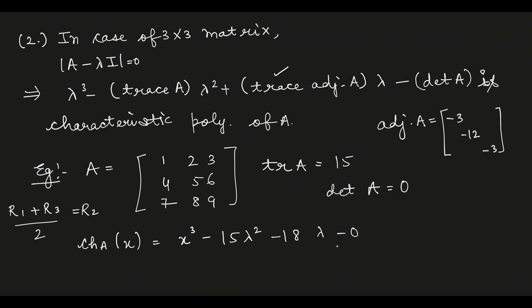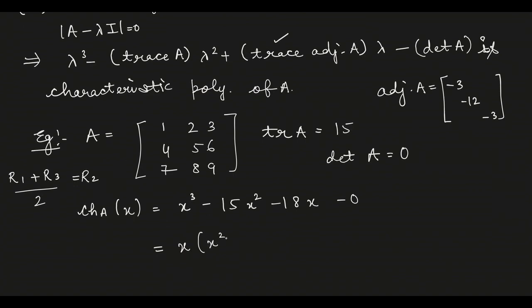So this is the characteristic polynomial: x cube minus 15x square minus 18x. So I can simply take x common: x times (x square minus 15x minus 18).